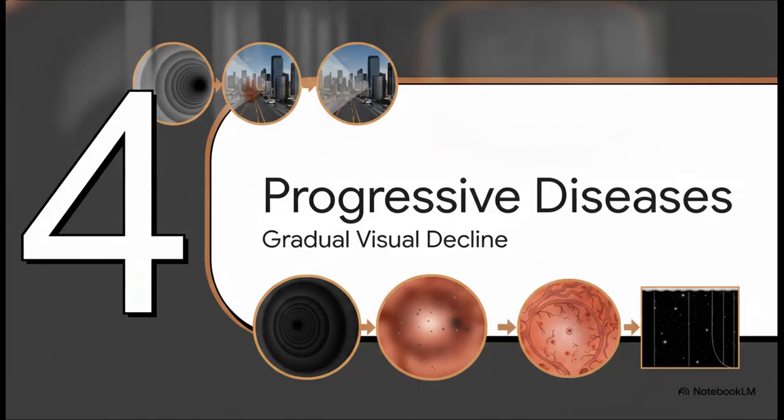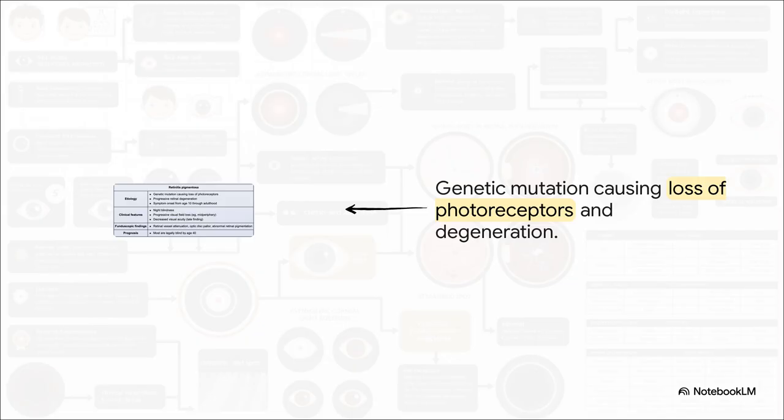Let's transition to the progressive and chronic diseases. This is the gradual visual decline branch of our clinical triage. Let's apply this to retinitis pigmentosa. This is a progressive genetic mutation causing the loss of photoreceptors and retinal degeneration. Symptom onset usually starts anywhere from childhood, around age 10, straight through to early adulthood. The prognosis is, sadly, quite severe. Most patients are legally blind by age 40.